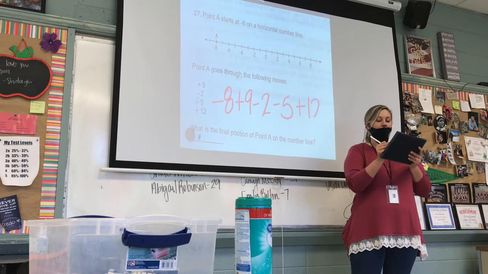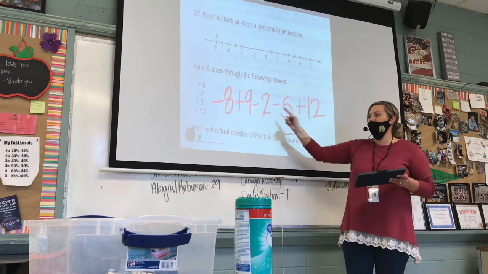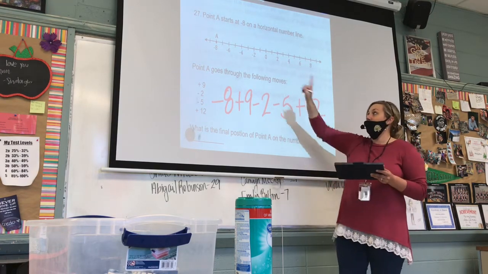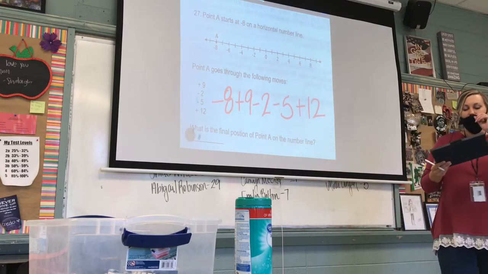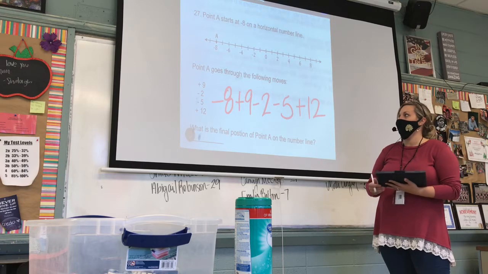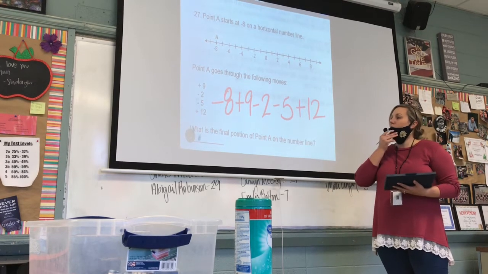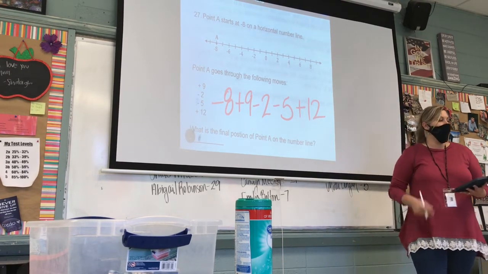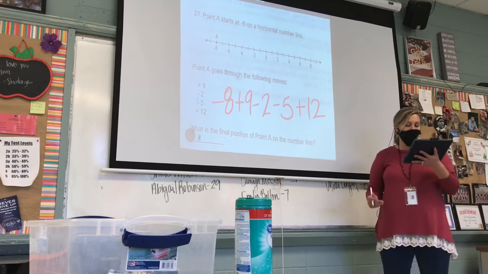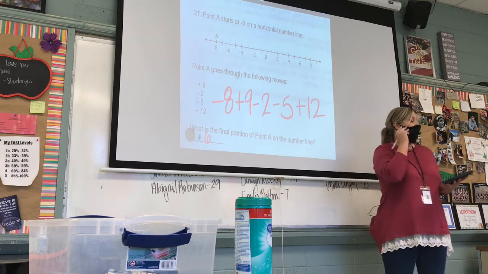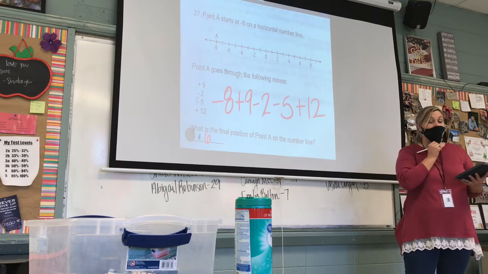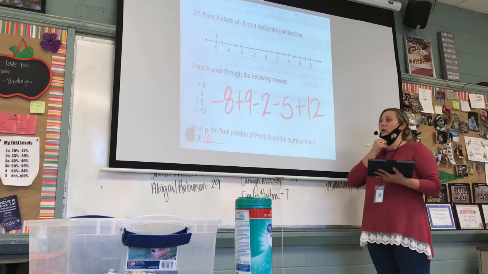+12. Very good. Now, if I were you, I would just put that in the calculator. If you want to, you can count the spaces up and down the line, but calculator's easier. What do you get? What is the final position of point A? 6. So I get +6? Yep. Okay, last year this was on your 9 weeks test twice. So hopefully it will be again this year.